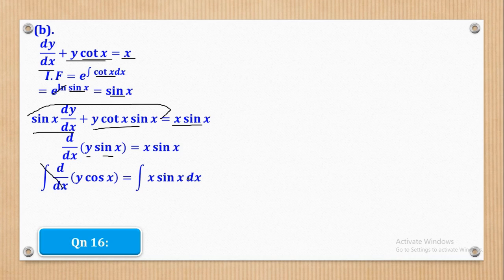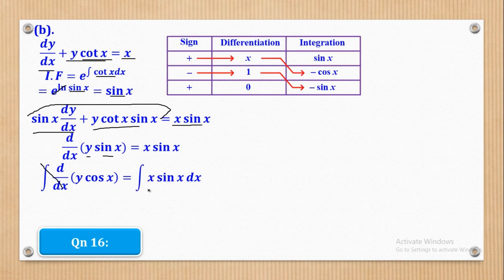But this one is a product, so I have to use integration by parts. And for integration by parts, I can use the table, which is a simpler form. Now in this table, I'll put a column for sign, which is positive, negative, positive. Then the column for differentiation and the column for integration. For the column for differentiation, you put there this x, which is here. Then for the column for integration, you put there that sin x, which is here.